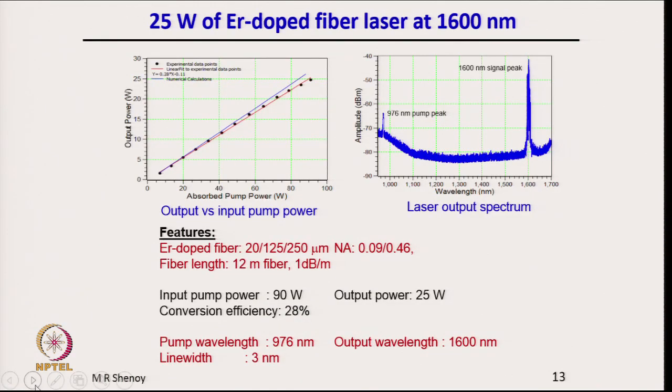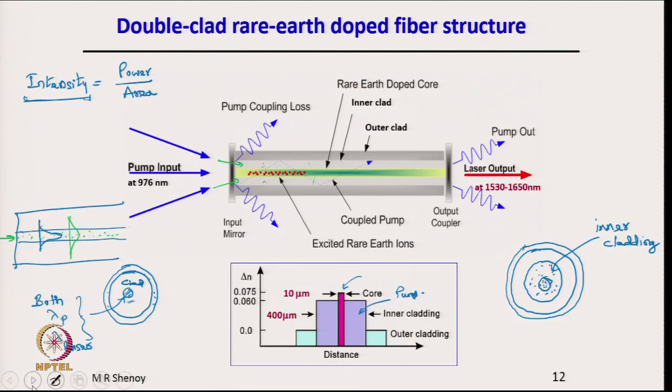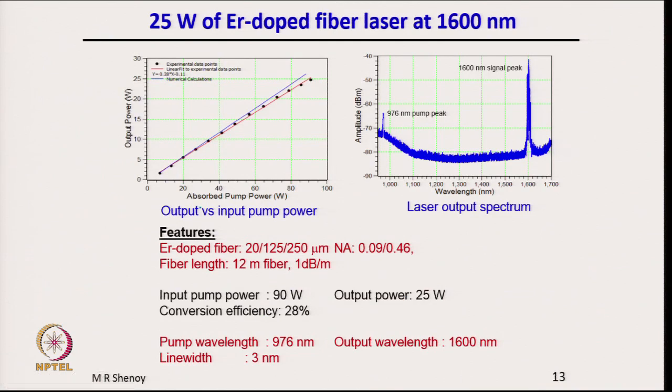All right. So, let us quickly see the output of the device which I had showed here. This is the configuration, as I already mentioned, that was provided by Dr. Upadhyay, and what you see is the absorbed pump power and the output power of the laser. The pump wavelength is 976 nanometer, and the output wavelength is 1600 nanometer. It is an erbium doped fiber laser. You can see the spectrum, this is the optical spectrum analyzer which shows wavelength versus intensity, the amplitude at the pump wavelength, the peak, and the signal peak which is shown here at 1600 nanometer.